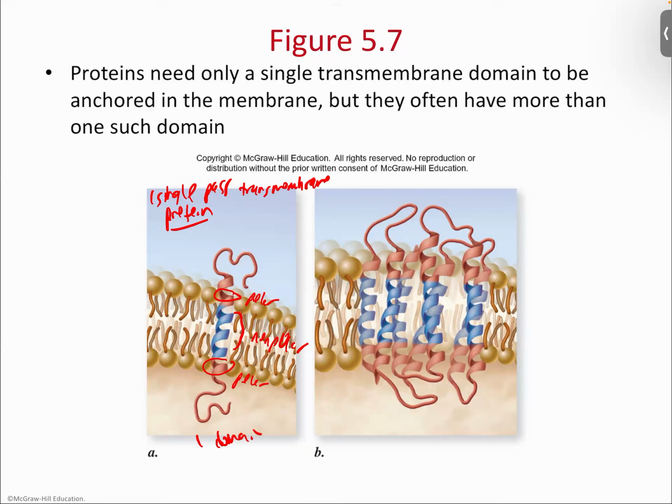And this other one is a bit more complicated. So you can see you got 1, 2, 3, 4, 5, 6, 7. So this would be a 7 pass transmembrane domain, because you got 7 domains. And you can see they all just basically insert in there. And then your protein will do whatever your protein is designed to do. Okay.